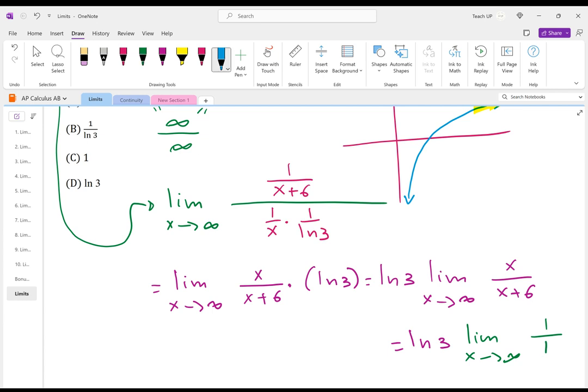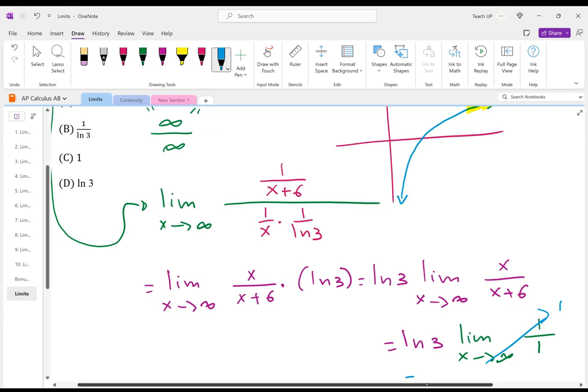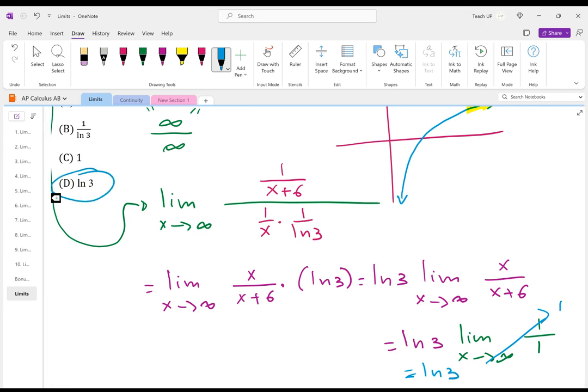So here we have a limit of 1. So the limit as x approaches infinity of 1 is just 1. It's a constant function, so it will not change. So this is going to be equal to the natural log of 3, which is this answer here, D.